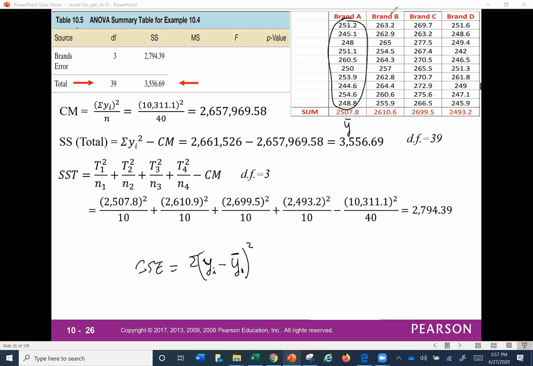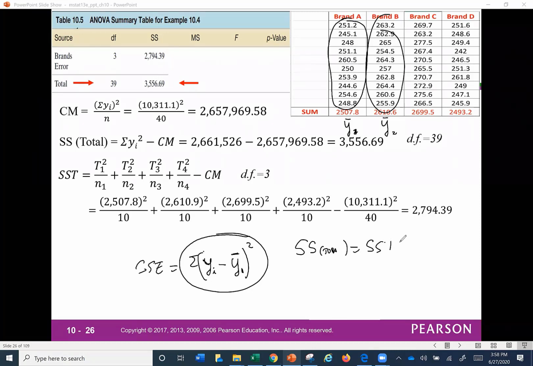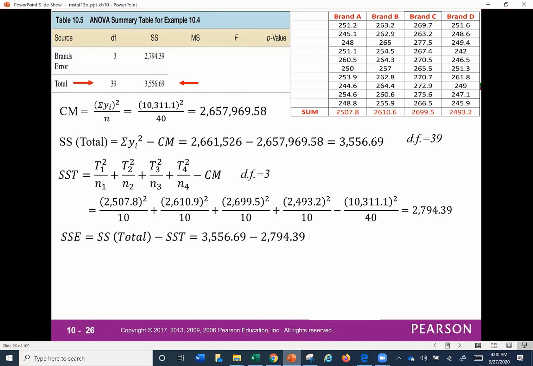We are going to do the same for this, the deviation of all of these values with respect to the mean of this second treatment. This is the first one, this is the second one, and so on. After that, we are going to sum all of this. That is the formula for the sum of square error, because the sum of square total is split in sum of square treatment plus sum of square error. The shortcut formula for the sum of square error is the total minus the sum of square treatment.